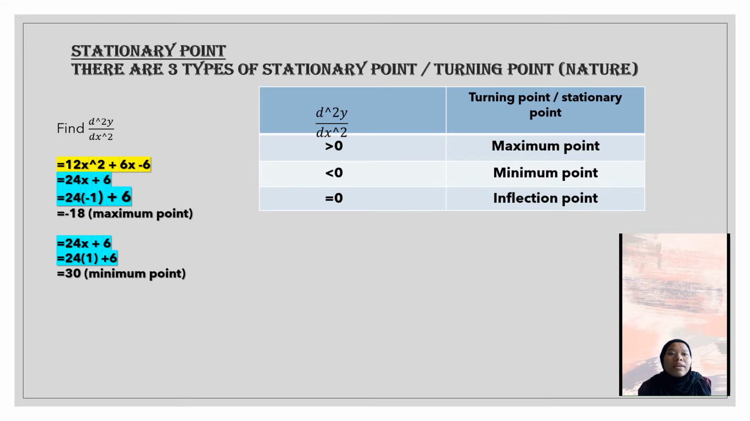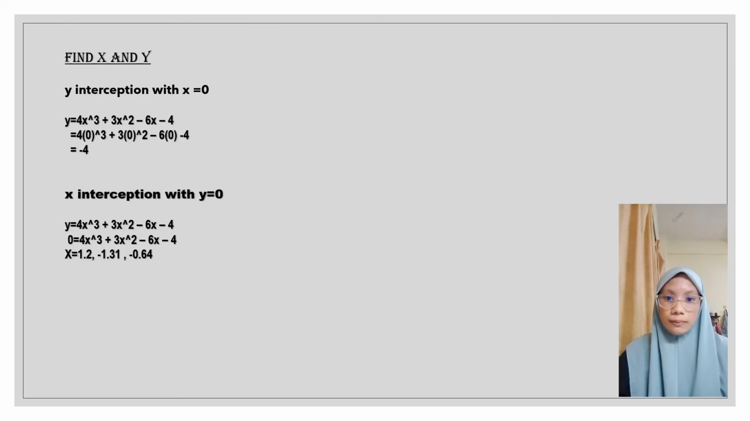And we can see here negative 18 is smaller than 0, so it is a maximum point, and the other one, 18, is a minimum point. That's all.